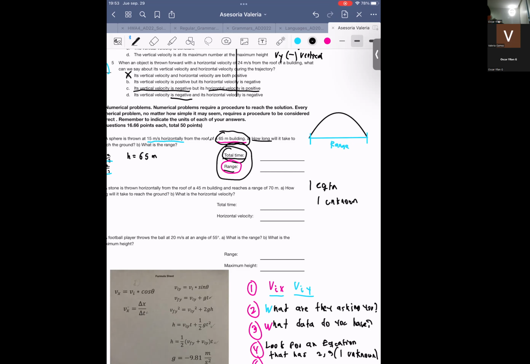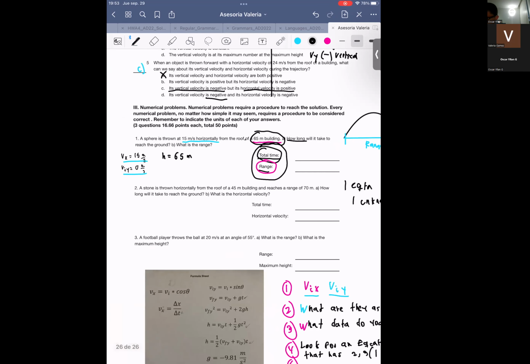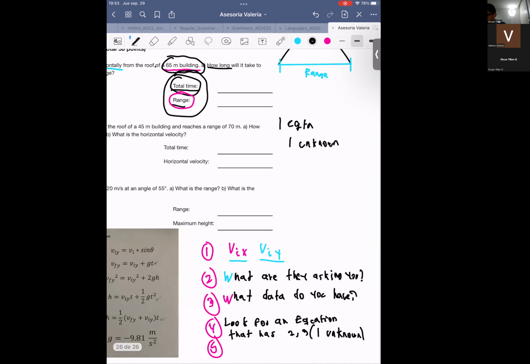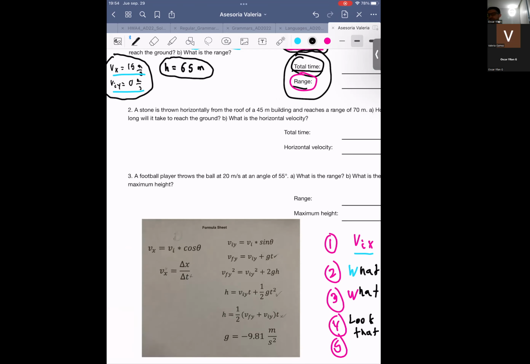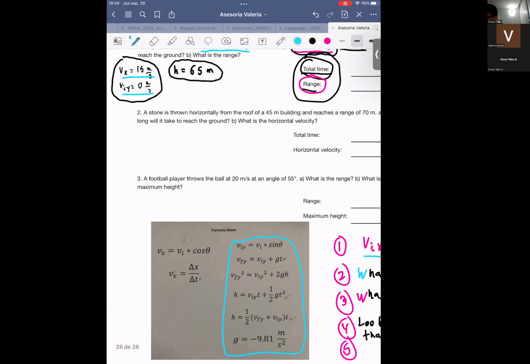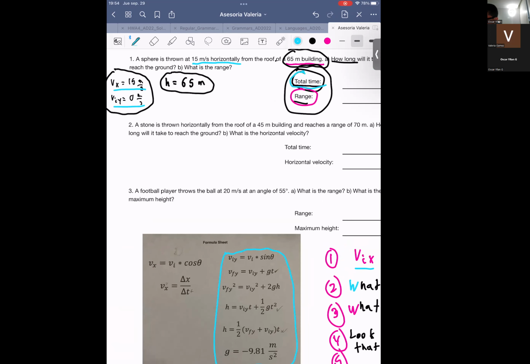And number 3, what data do you have? Okay, we saw that we could get Vx, Vy, and we also can get the height, right? Yes. Okay, so now number 4, look in the equations that you have, let's see which ones we can use. First of all, let's try to solve for the total time.